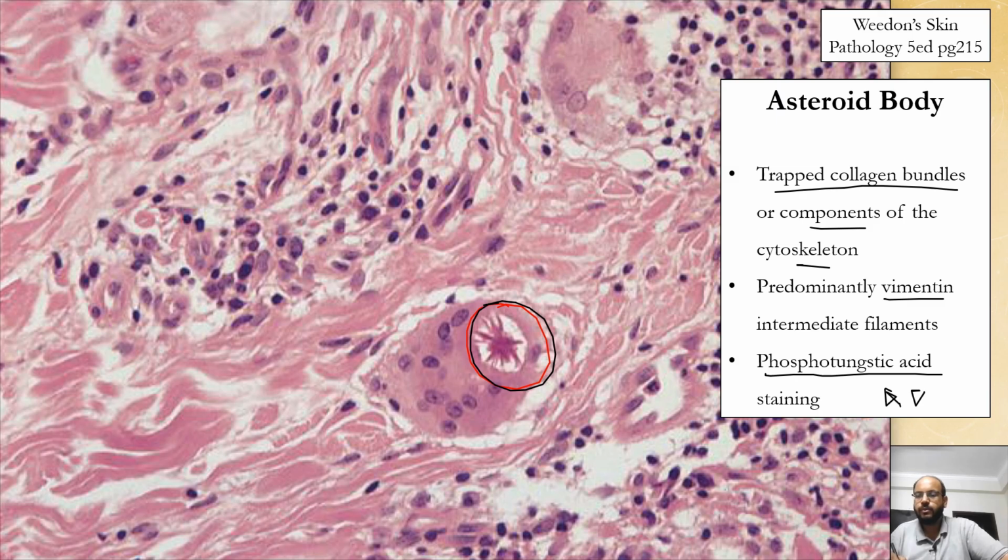So this could be a good quiz question: what substance is used to stain for asteroid bodies? They are stained by phosphotungstic acid, in which they stain darker, blackish to brownish. But on H&E, you will see these asteroid bodies. Now, why asteroid bodies? Because they look like a star. Aster means star, and asteroid means star-like. So here you can see that they do look like a star. Let's move forward.